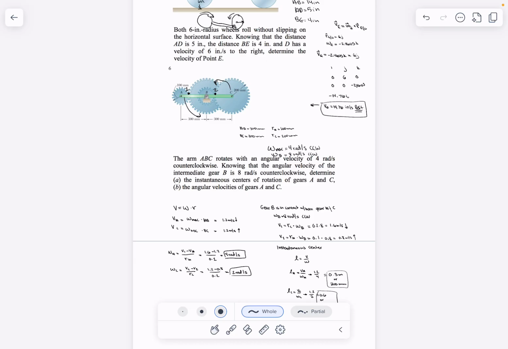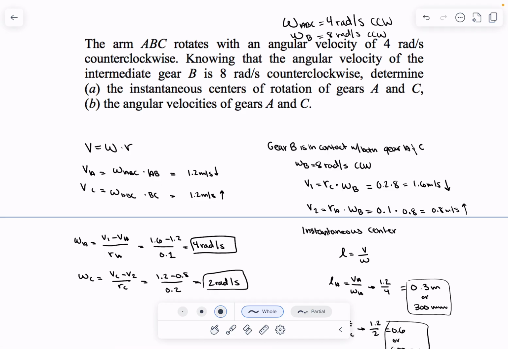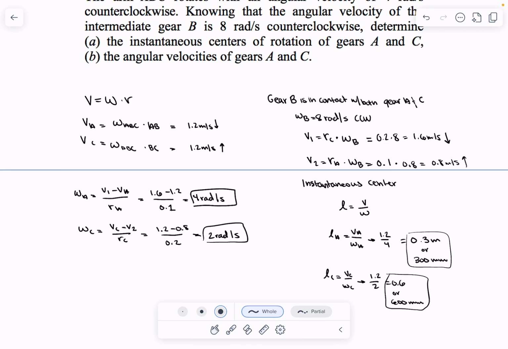So velocity is given as omega times radius. And here, the radius between both are the same, and ABC is rotating with the same speed. So that's where we get these 1.2 meters per second up and down. And then omega A is just equal to 4 radians per second. Omega C is 2 radians per second.